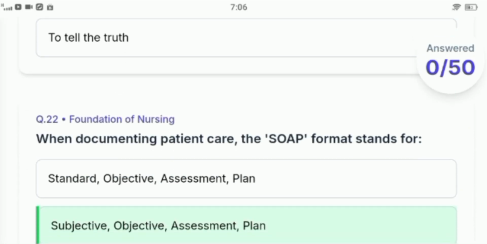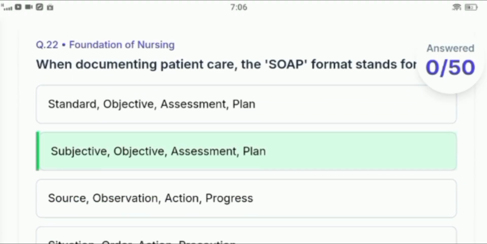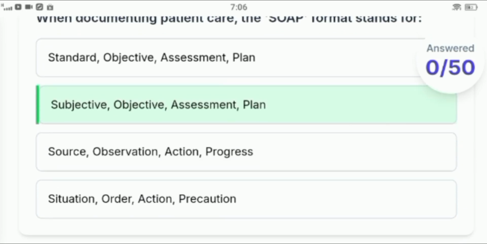22. Foundation of nursing. When documenting patient care, the SOAP format stands for A standard objective assessment plan, B subjective objective assessment plan, C source observation action progress, D situation order action precaution. So the correct answer is B, subjective objective assessment and plan.